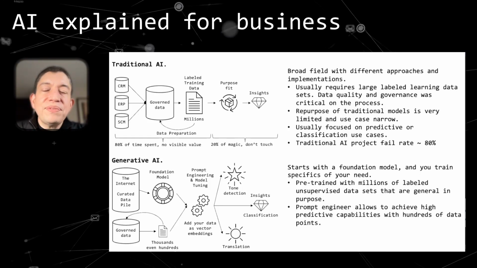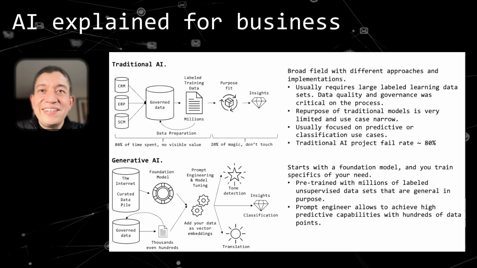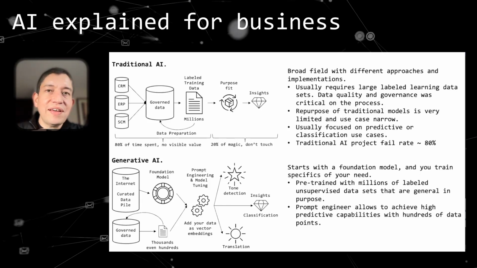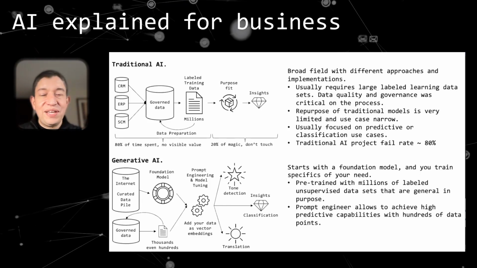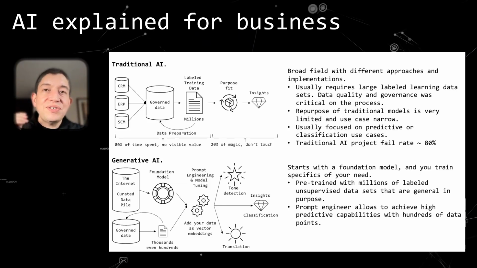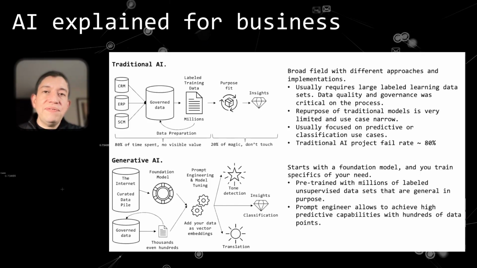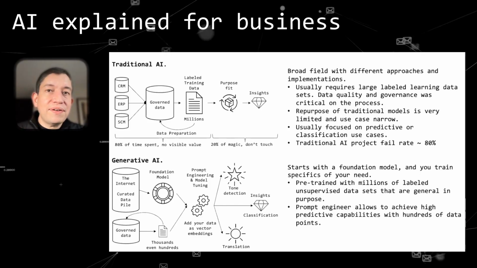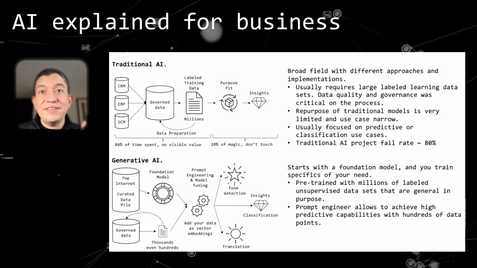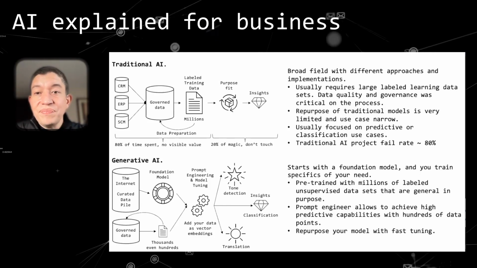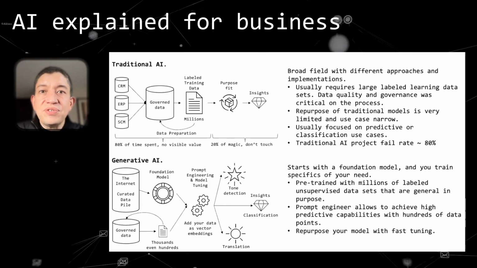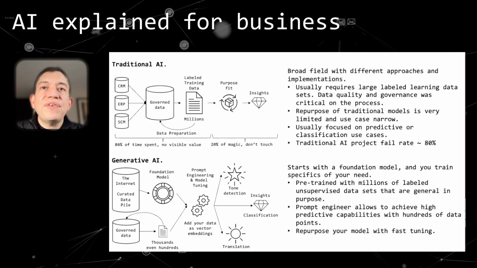Also, the prompt engineer, which is something that is quite surprising. A prompt engineer with some good quality data that does not have to be millions of data points, it could be just hundreds of them, could train a general purpose model to achieve equal or even better predictive capabilities than with the traditional AI approach. And that is surprising because then you could repurpose that model with some fast tuning to achieve different use cases.